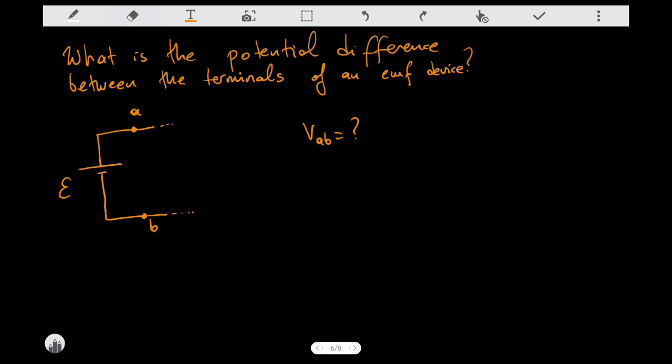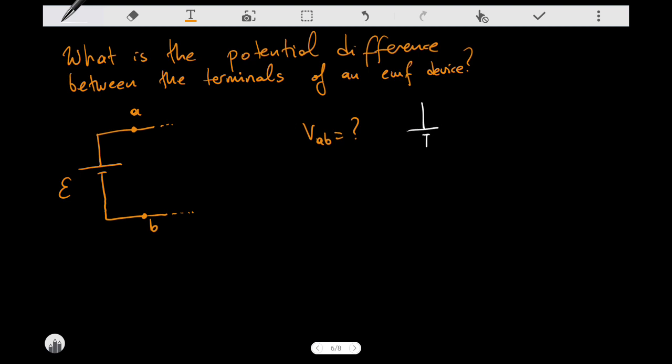Next, we are going to prove the relation that we have known all along. We are going to show that the potential difference between the terminals of an EMF device is equal to the EMF. To show this, we are going to use the conservation of energy statement.